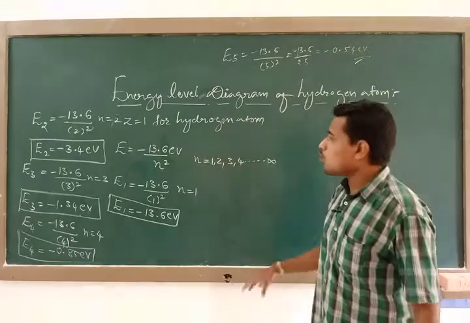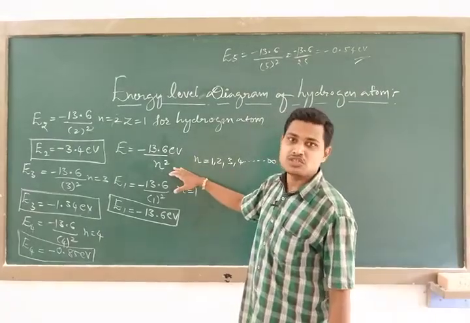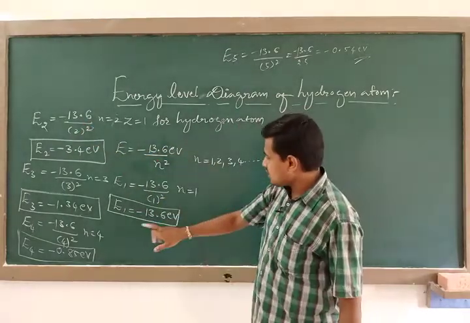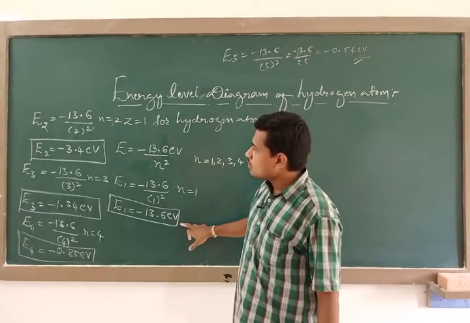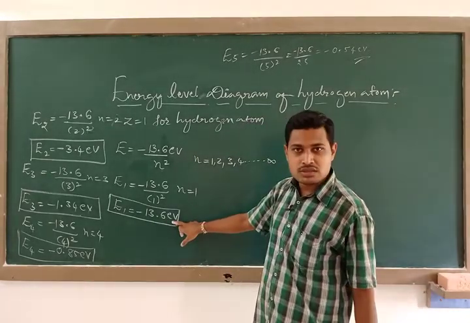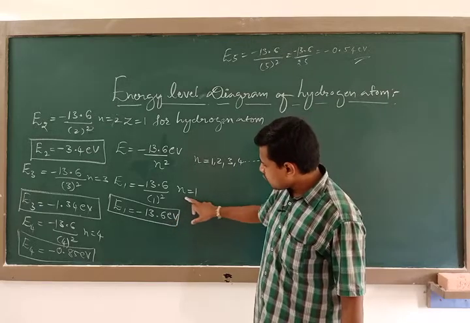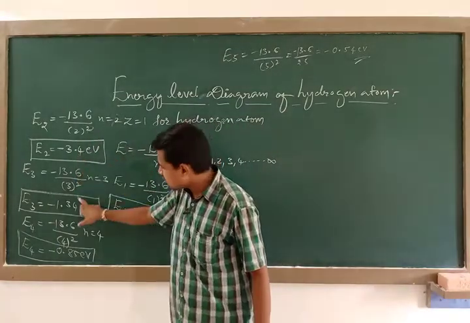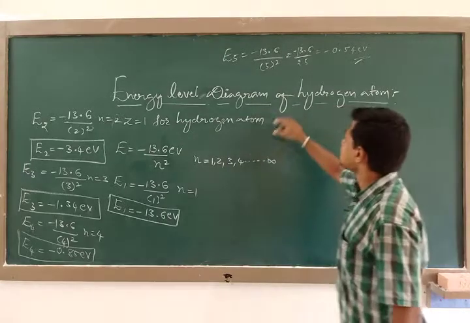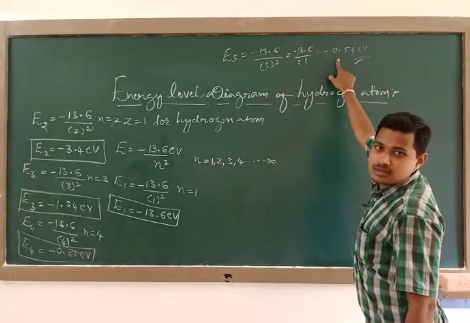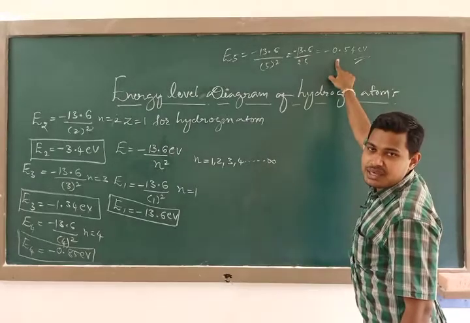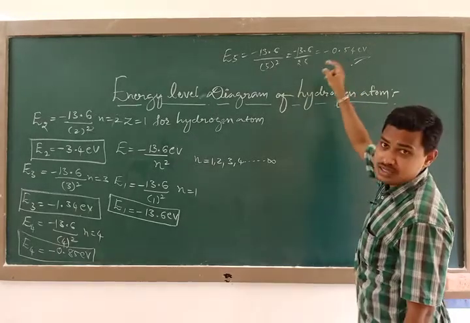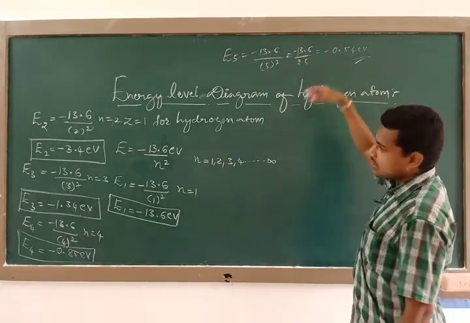So what is the minimum energy, or the least energy, associated with the hydrogen atom? That is minus 13.6 electron volt. Because as you observe the values here, for the first orbit the value is minus 13.6, for the second orbit the value is minus 3.4. Gradually the value of energy is increasing. So as the orbit number increases, the energy of the orbit also increases. Once you look at the values, the energy keeps increasing.